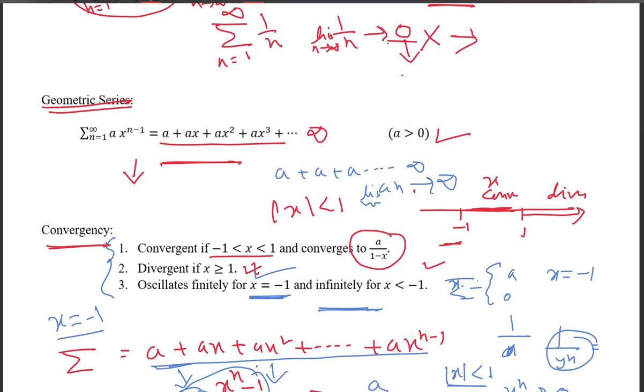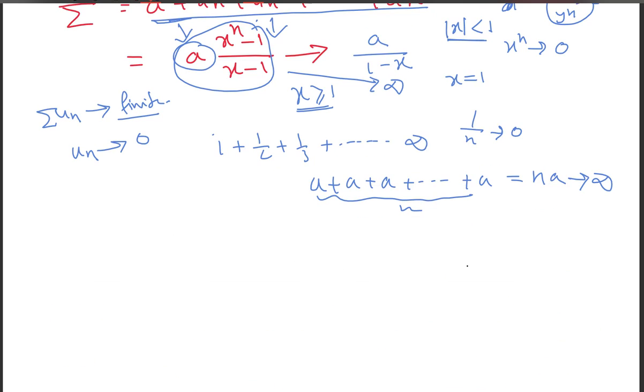What happens if x is less than minus 1? Suppose you take minus 2. You put here minus 2, so it will be tending to minus 2 to the power n. Now when n is even, in that case it will tend to plus infinity. When n is odd, it tends to minus infinity.